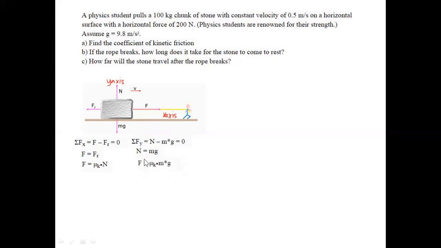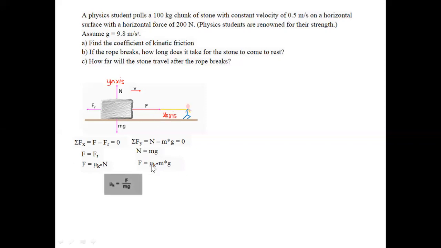And since force is equal to the coefficient of kinetic friction times the normal force, if we substitute the formula for the normal force, which is mass times gravity, this becomes the coefficient of kinetic friction times mass times gravity. Now, this is the value for the force.